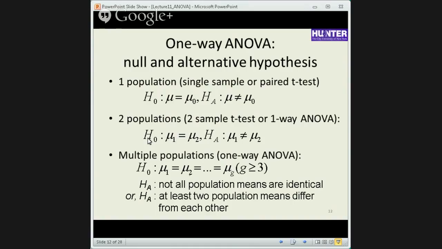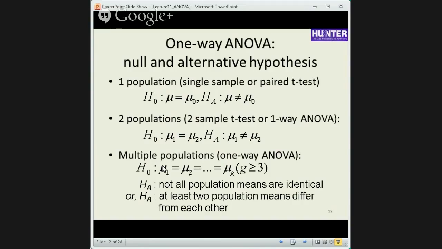In the case of two populations, the null was that the means were equal, and the alternative hypothesis was that they're not equal. This we covered under the two sample z-test, and I put here one-way ANOVA because you actually can do this using one-way ANOVA as well, and it turns out to be equivalent. But when we have multiple populations, this is where we really are into the realm of one-way ANOVA, and the previous methods aren't going to work.